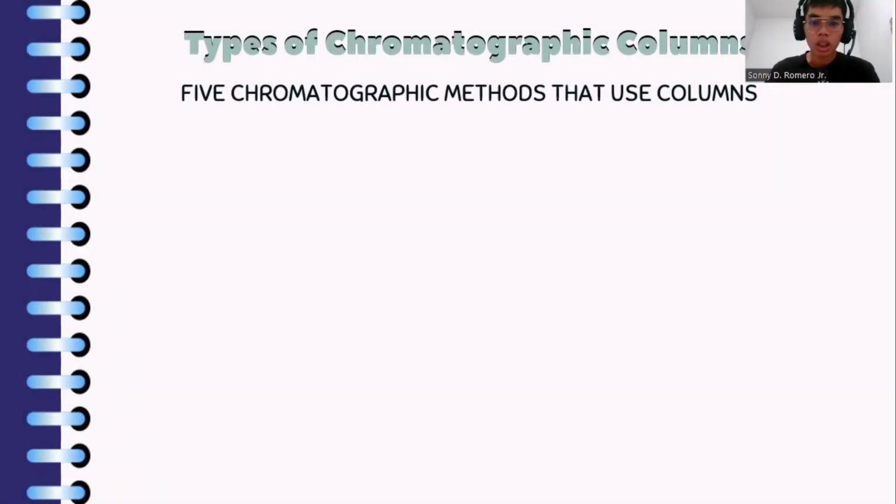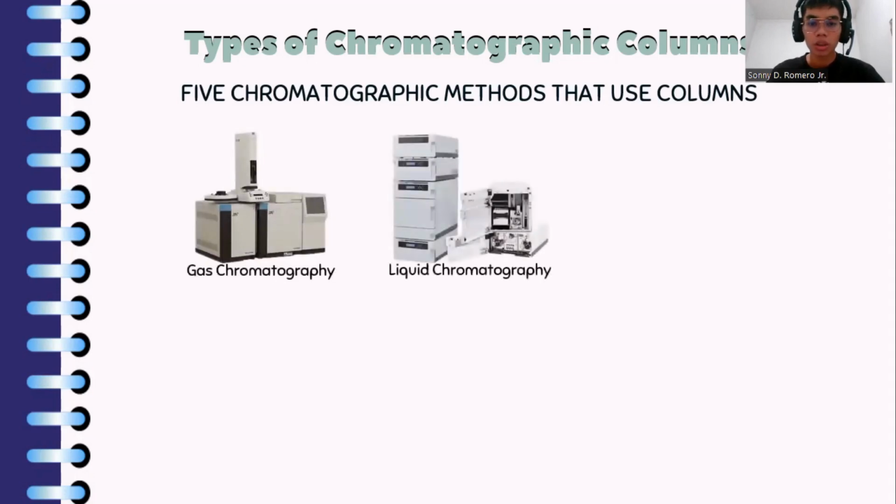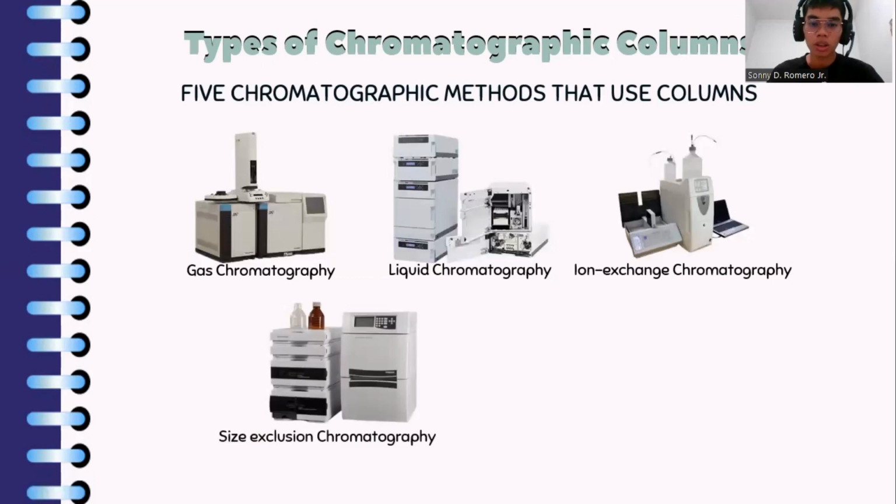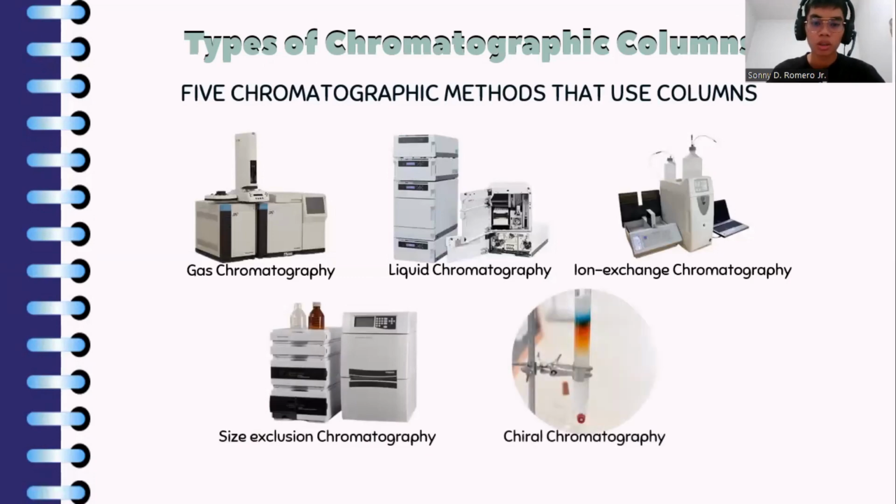Chromatographic columns are part of the exploration series of the field. Five chromatographic methods that use columns are gas chromatography, liquid chromatography, ion exchange chromatography, size exclusion chromatography, and chiral chromatography. The basic principles of chromatography can be applied to the five methods. First is gas chromatography. The mobile phase is the gas.